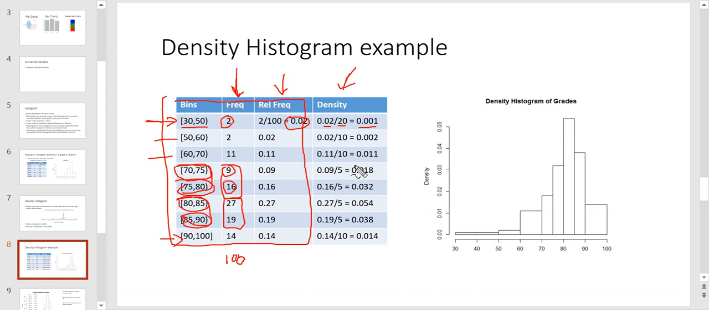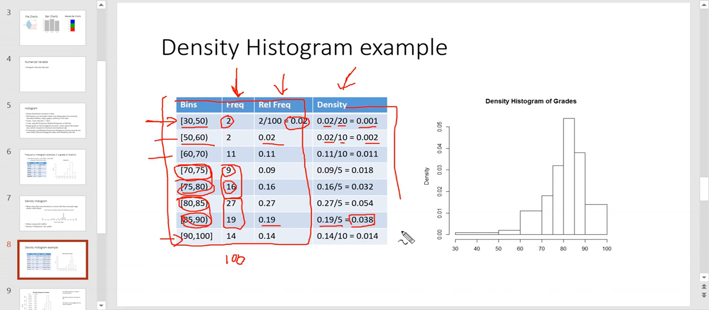There's a lower density there. Okay? Next, proportion 0.02, width 10. So 0.02 over 10, 0.002. All the way on down to, let's just do one more example, this bin. Proportion, 19% between 85 and 90. There's a width of 5, so 0.19 over 5, 0.038.